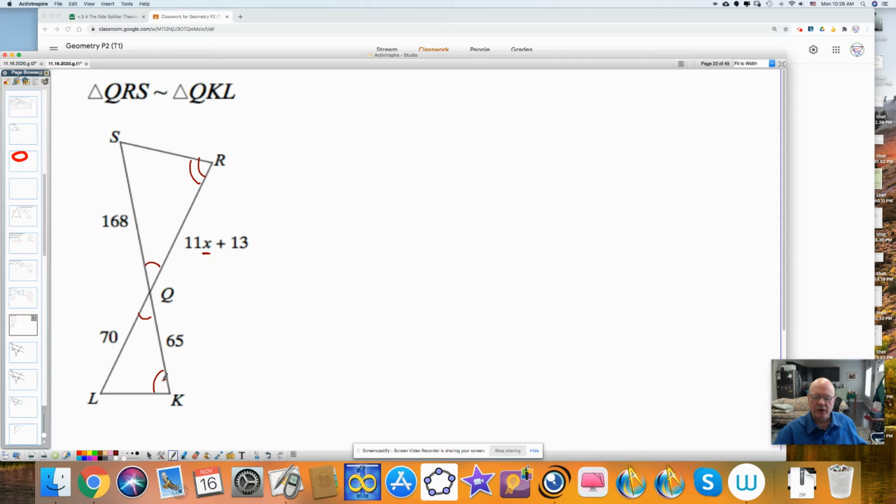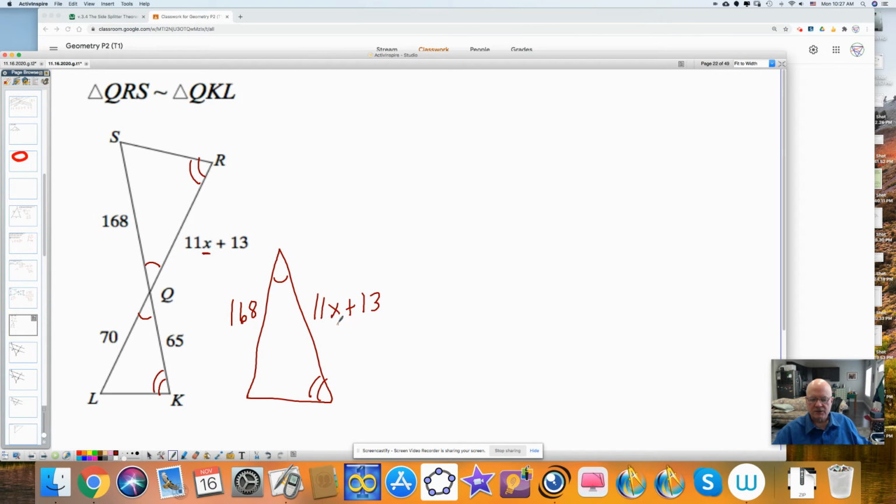Oh, this is the butterfly. Remember, I told you the different configurations. We'll call this the butterfly. So if I redraw this triangle, I rotate it to match the configuration here, where the one tick is at the top and the two ticks are at the bottom. Between the two ticks is 11x plus 13, and next to the one tick is 168.